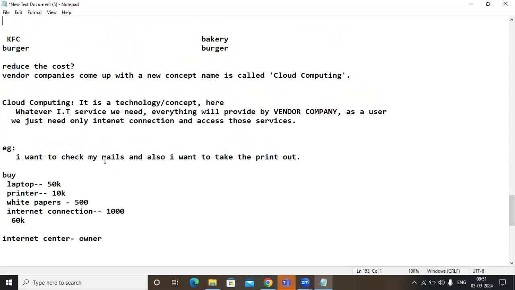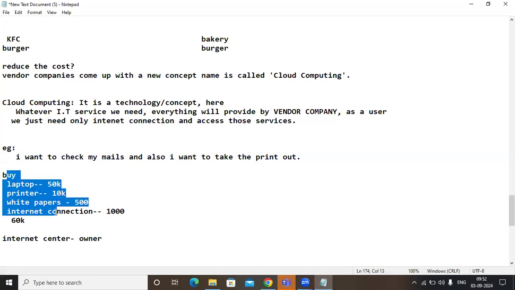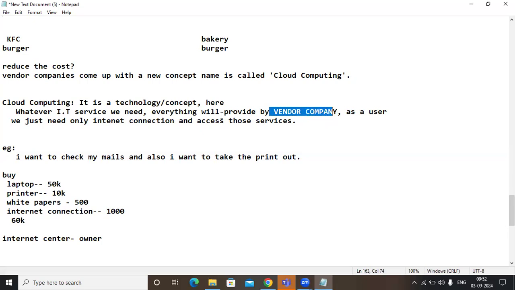The way the internet center owner provided all these services, in the same way here also, the vendor company provides all IT services, whatever you want. Understand? The way the internet center owner provided all the services, same way the vendor company provides all IT services. Point clear. If you want to access these services, you need only an internet connection.